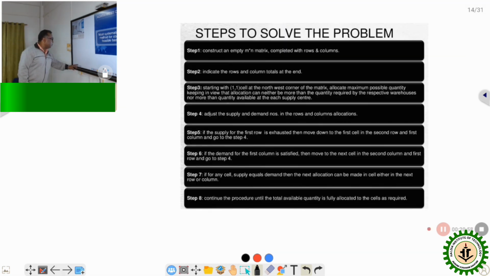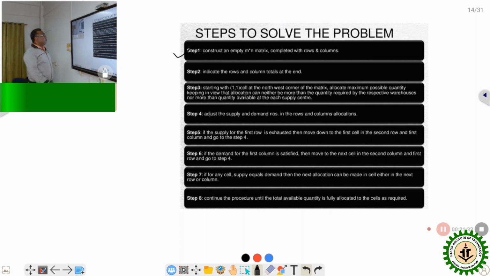I am directly going for the steps I have written here. Basically, what is the first step? First we will construct the matrix from the given transportation problem, which consists of m origins and n destinations. So we construct an m cross n order matrix. Then we will check whether it is balanced or not. If it is not balanced, make it balanced.